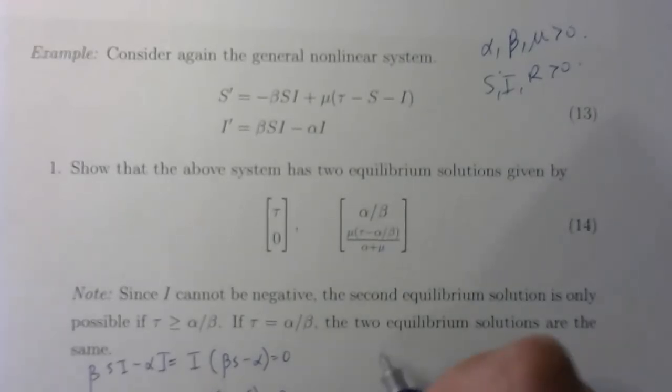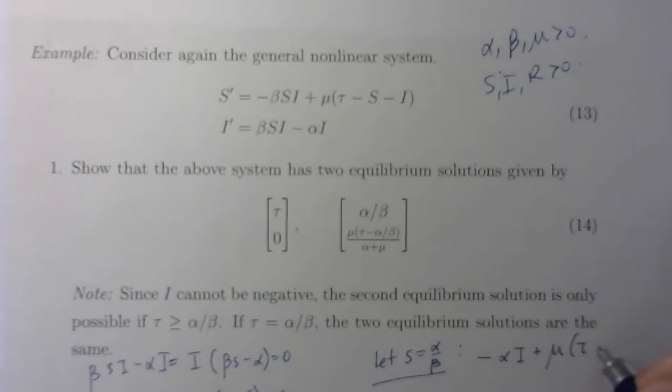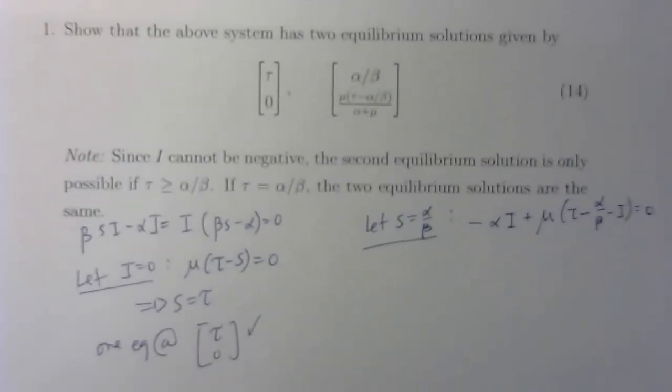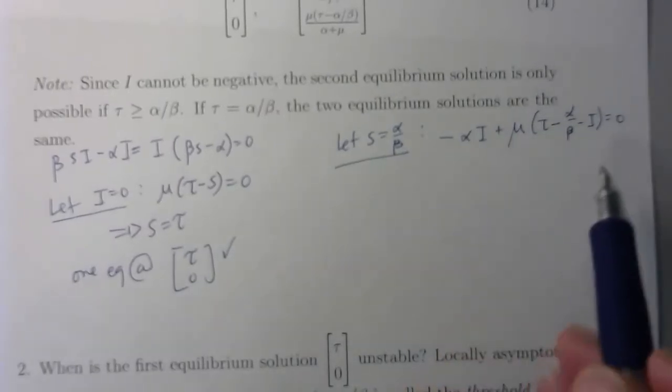The other condition here to make the second equation zero is to let S be equal to what? Alpha over beta. When I plug that into the first equation, minus beta, so the betas cancel, so I'm left with minus alpha I plus mu times (tau minus alpha over beta minus I) is equal to 0. Oh, good gracious. Was I writing this whole time and you couldn't see? Oh, I hope not. I'm sorry.